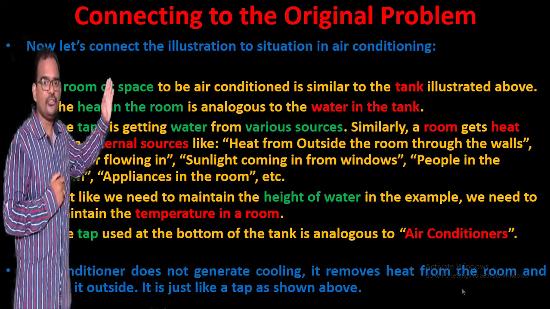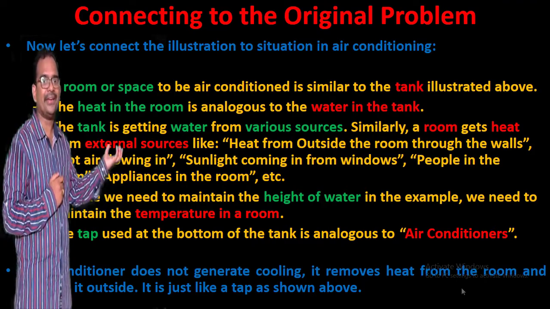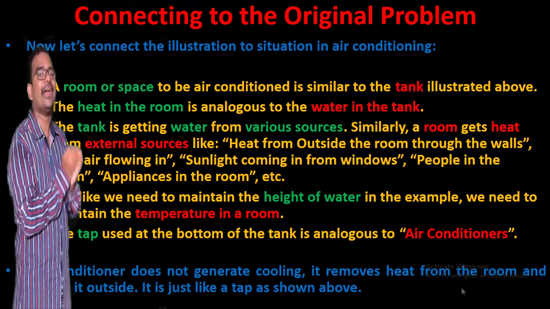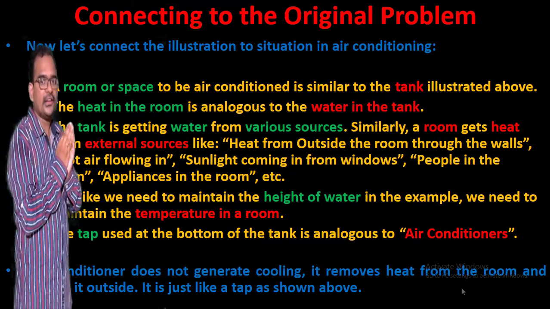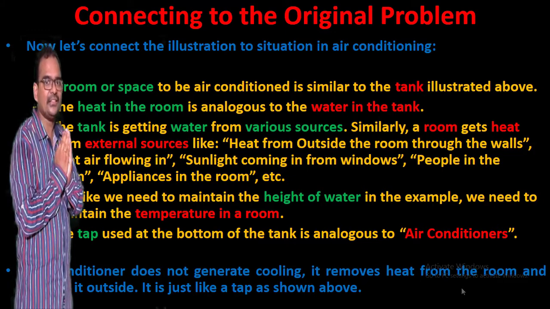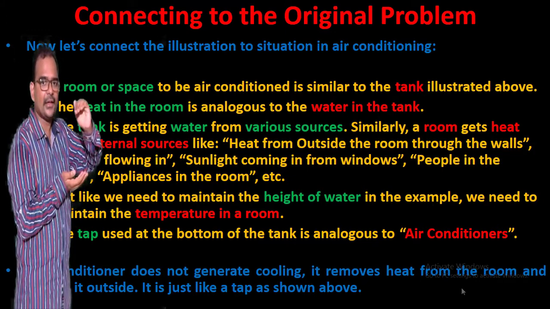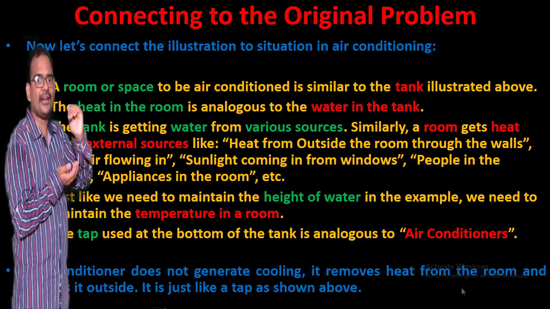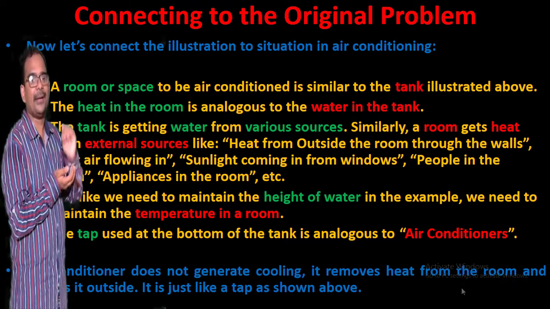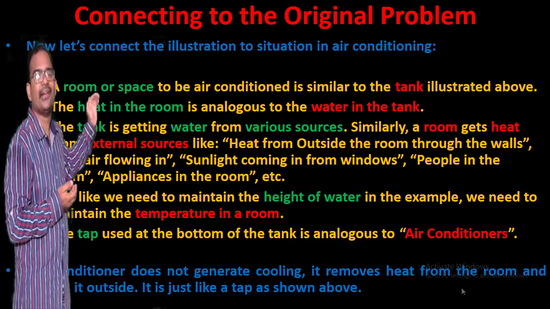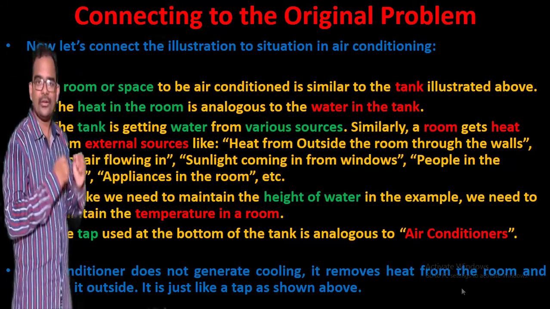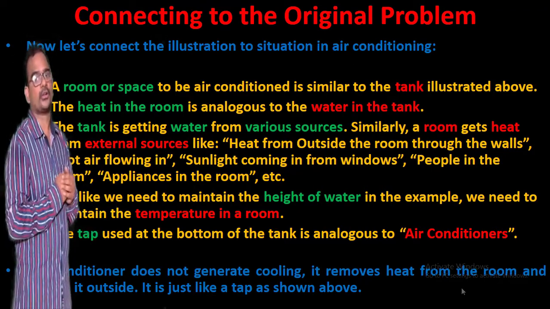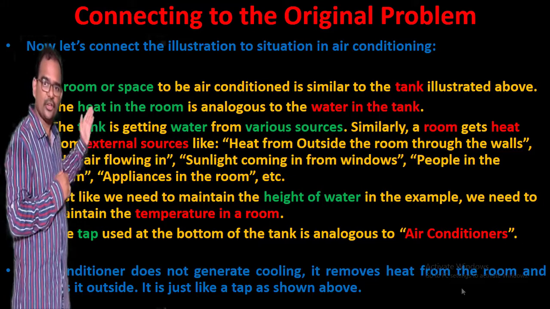So the tap used at the bottom of the tank to maintain the water level is analogous to the air conditioner. Irrespective of the heat which is generated in the room, we need to maintain the temperature inside a room constant. And for doing that, we require a device called an air conditioner, and thereby the tap in the illustration is analogous to the air conditioner. Now let's understand what the tap will do. The tap will just remove the water. Similarly, the air conditioner will just remove the heat.